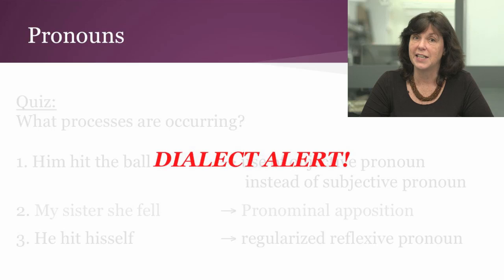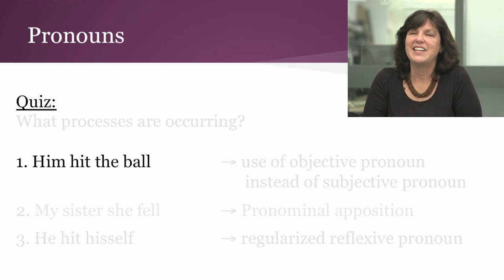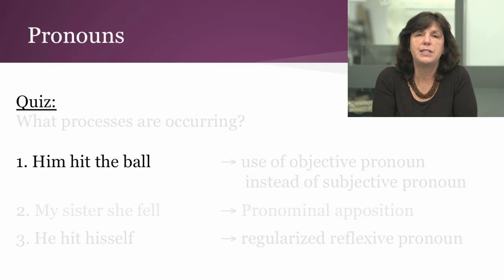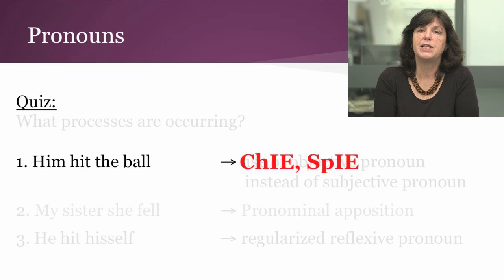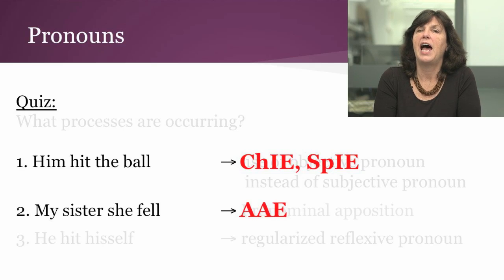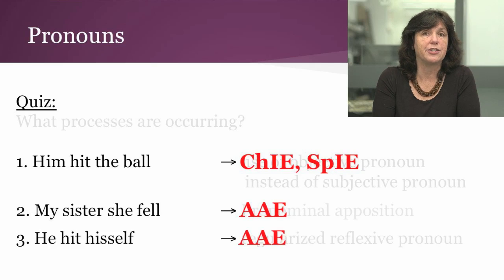And another dialect alert. Are you sensing a pattern here? Let's identify some dialects that demonstrate these grammatical features. No distinction between subjective and objective pronouns is a feature that can be observed in Chinese-influenced English and Spanish-influenced English. Pronominal apposition is a feature that can be found in African American English, and regularized reflexive pronouns can be found in African American English. Good work.